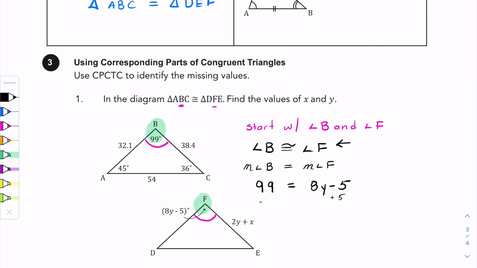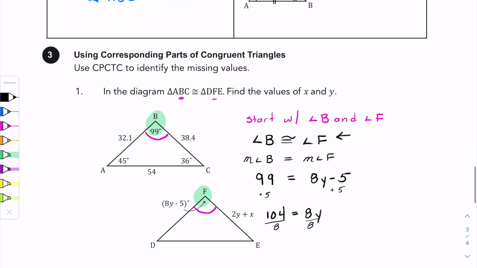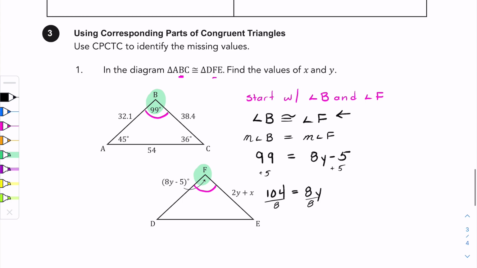I'm going to add 5 to both sides. 104 is equal to 8y. I'm going to divide both sides by 8. And my final answer for y is equal to 104 divided by 8, which is 13. That's my solution for the y variable.